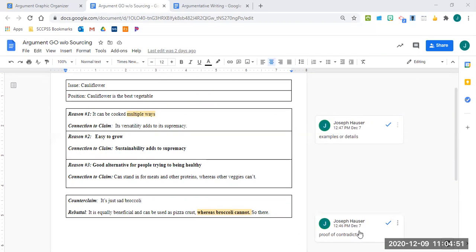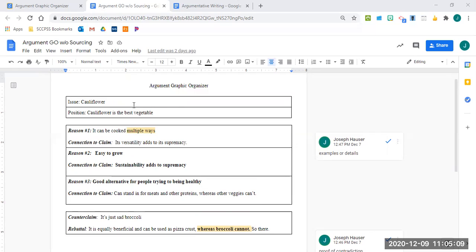So we can see here my comment that this is proof by contradiction, by proving the opposite is false. Prove that your thing is true. So that's a contradiction. Multiple ways as examples or details. So the bones of my argument is here.